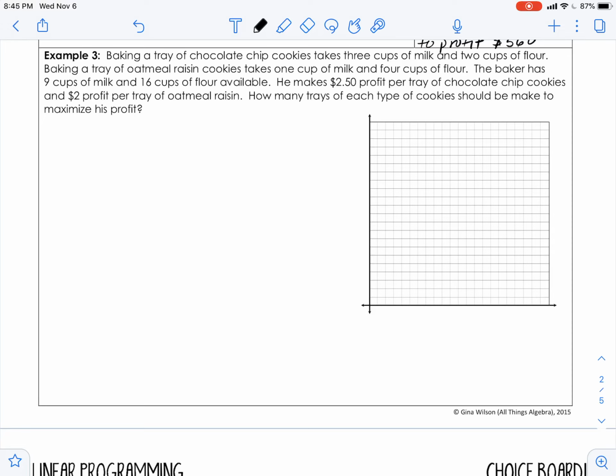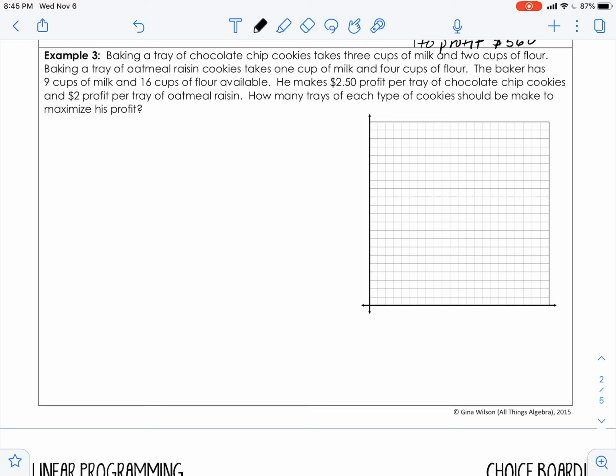Baking a tray of chocolate chip cookies takes 3 cups of milk and 2 cups of flour. Baking a tray of oatmeal raisin cookies takes 1 cup of milk and 4 cups of flour. The baker has 9 cups of milk, 16 cups of flour available. It makes $2.50 profit on chocolate chip cookies per tray and $2 profit per tray on the oatmeal raisin. How many trays of each type of cookie should be made to maximize profit?